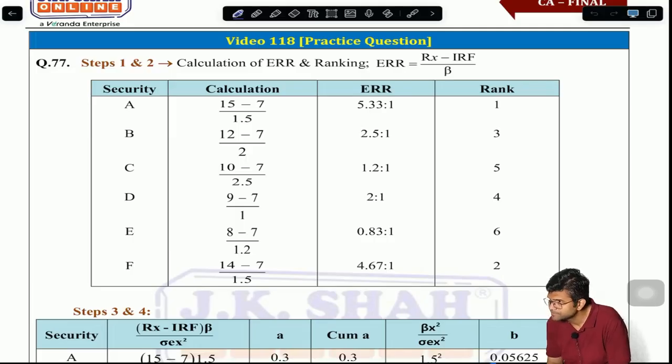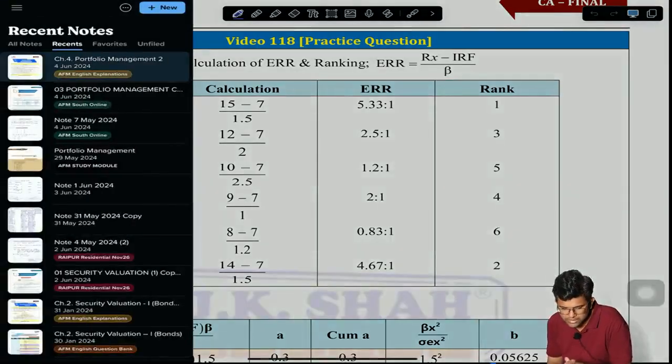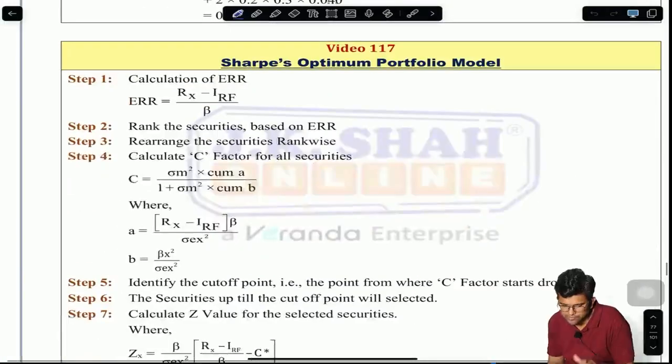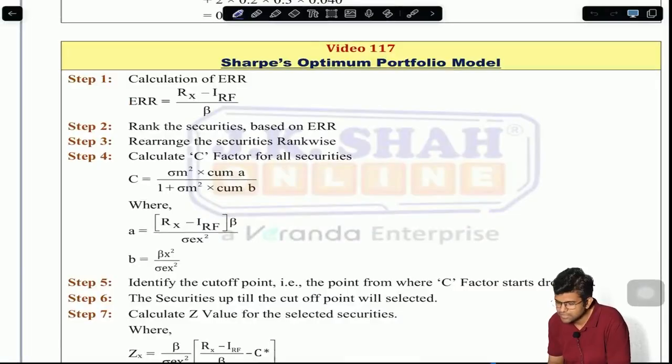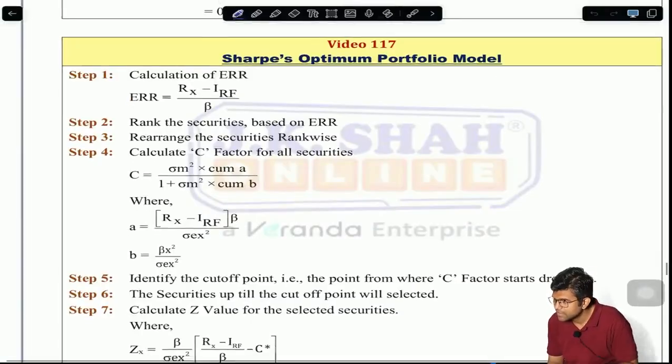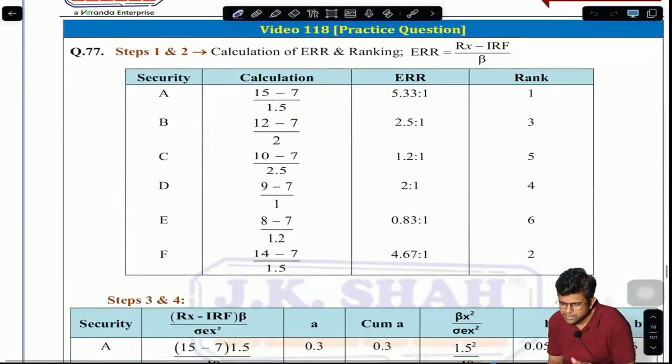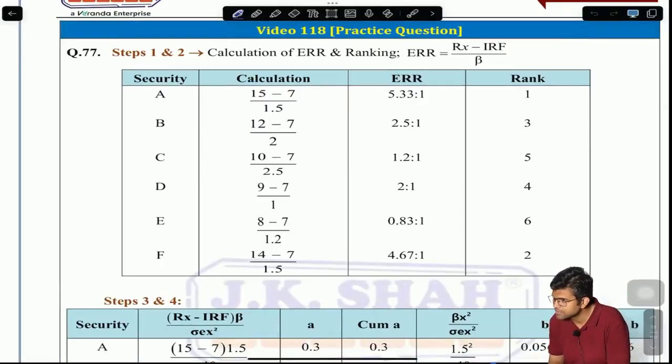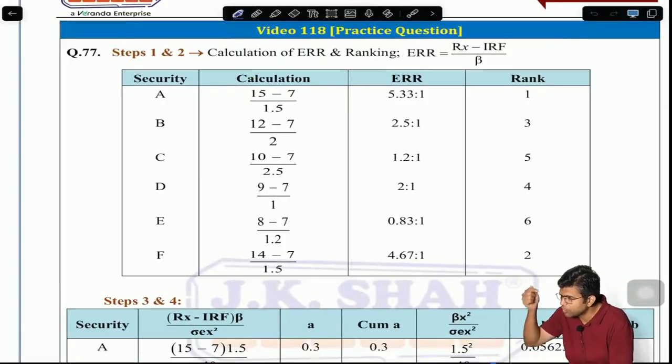All done? Can I start? Okay. Students, next, step 3, rearrange the securities rank wise. Rank wise rearranging means A will come first, F will come next, B will come third, like that. Like that you put all securities.